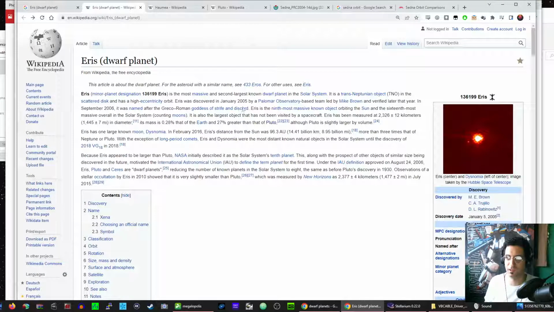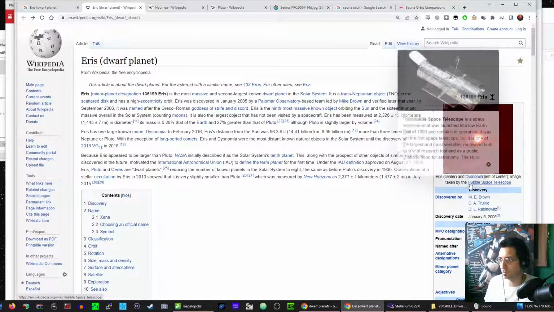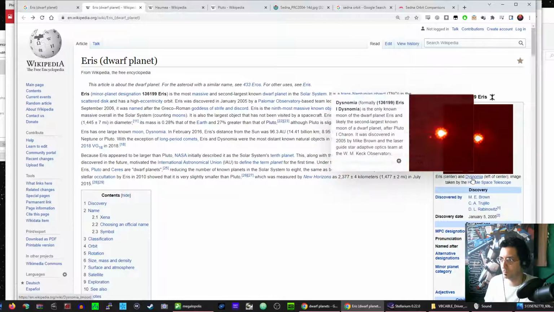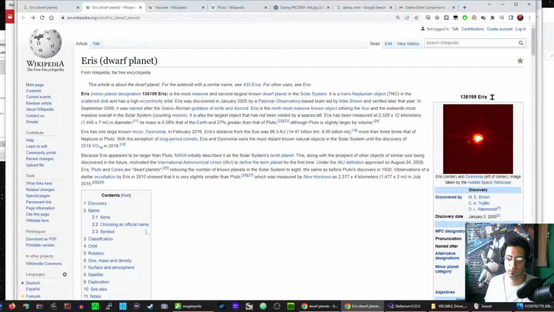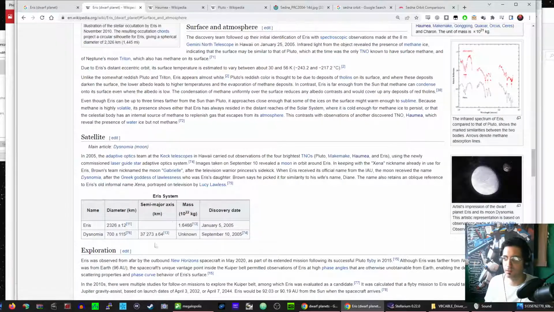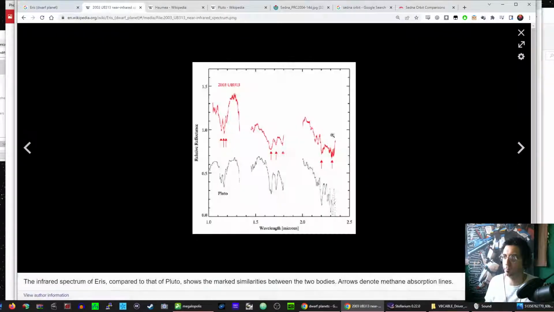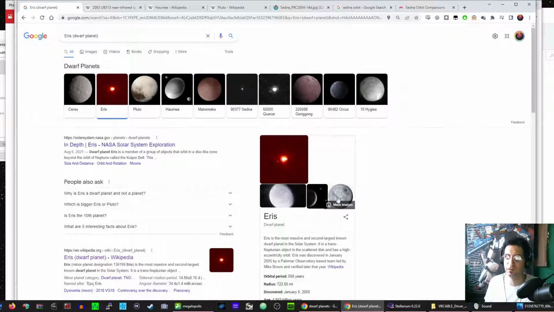I don't know why this is in red. Oh, Hubble Space Telescope. What settings did they use? Anyway. They got an atmosphere measurement. Infrared spectrum shows the marked similarities between the two bodies. Okay, they're comparing Pluto to Eris and perhaps identifying atmospheric characteristics.